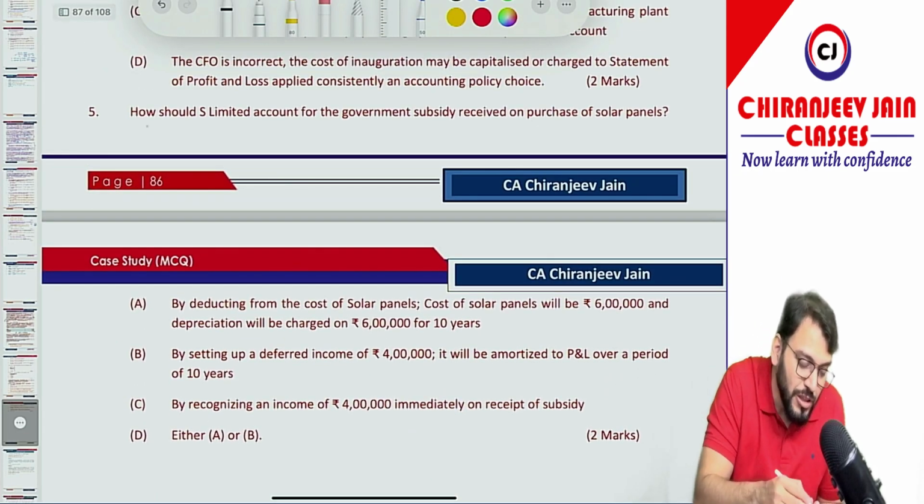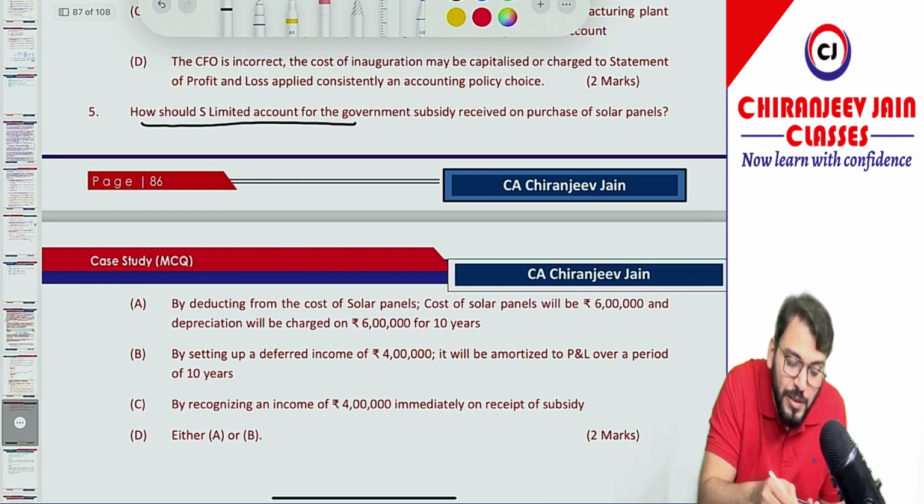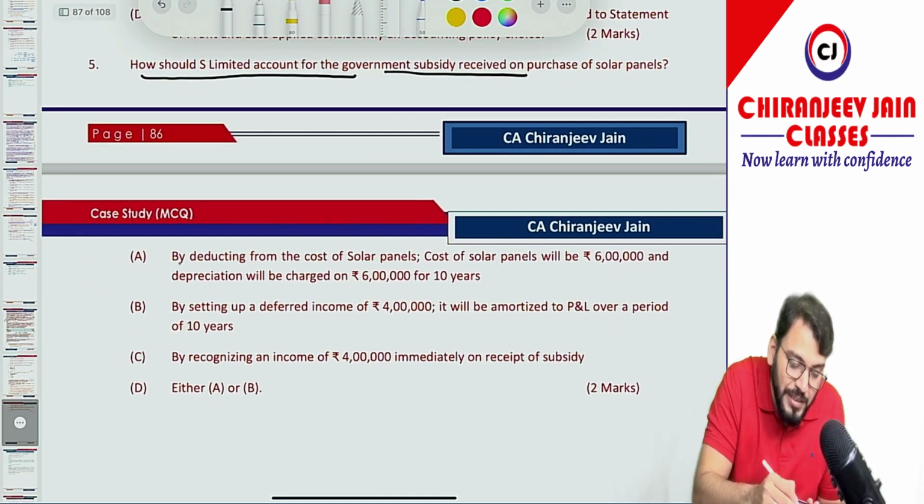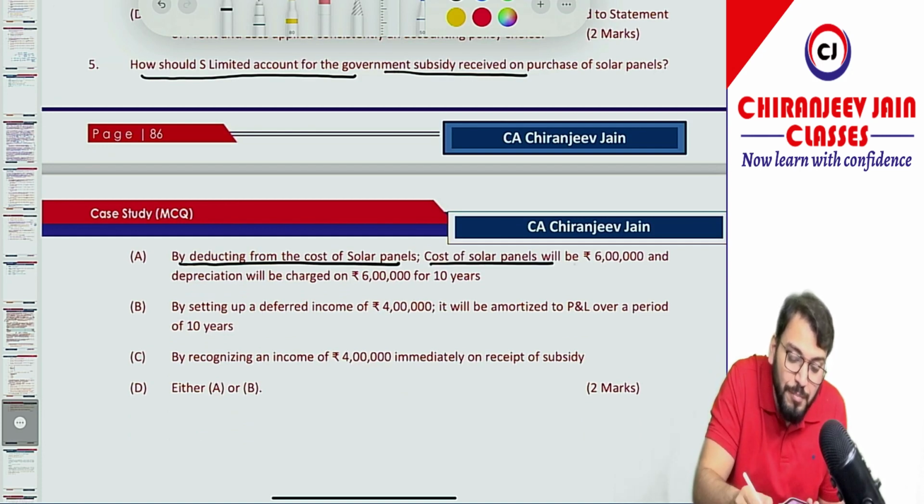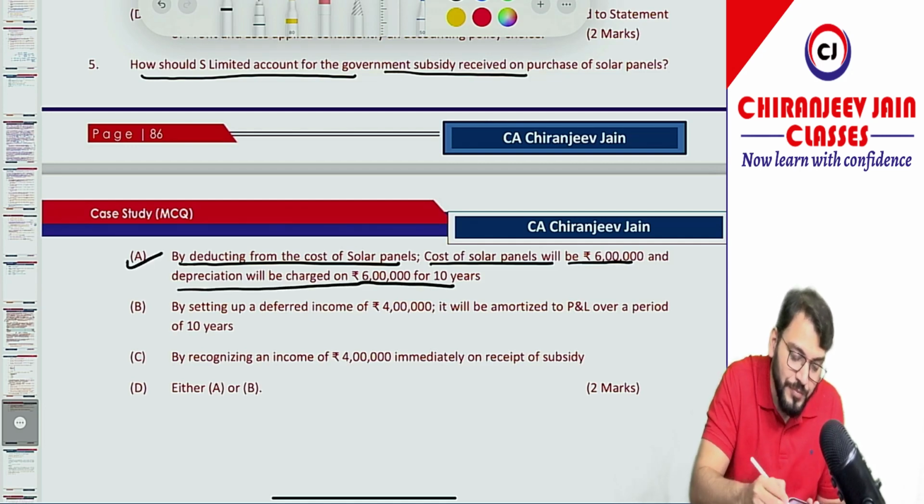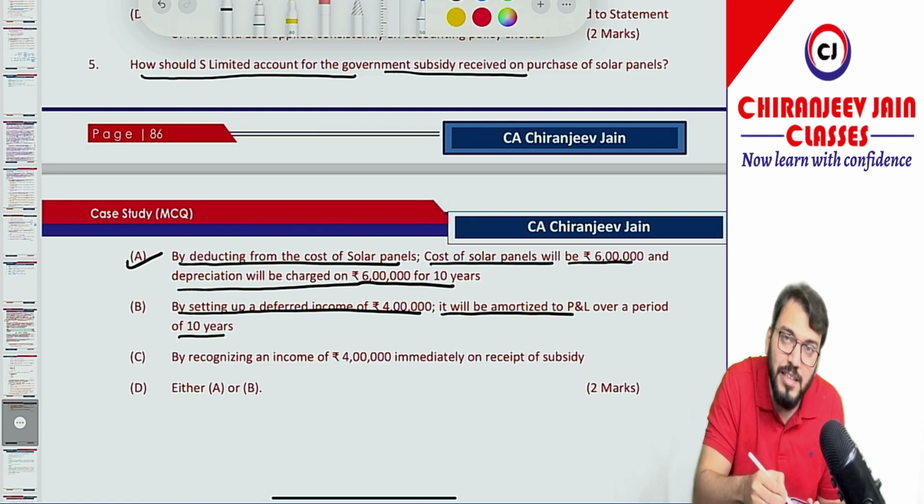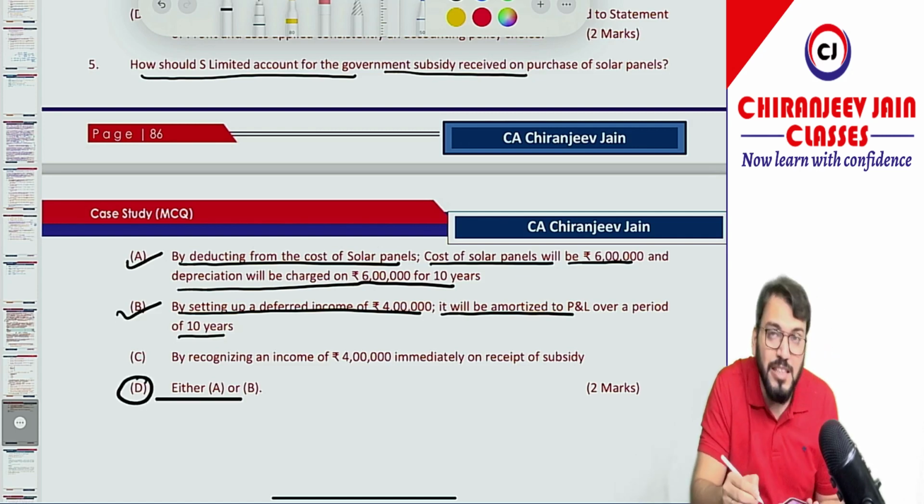Come to the last question. How should S Limited account for the government subsidy received on purchase of solar plant? Let's read the answer. By deducting from the cost of solar panel. Cost of solar panel will be 10 lakh minus 4 lakh government grant is 6 lakh, and depreciation should be charged on 6 lakh over 10 years. This is correct. By setting up deferred income of rupees 4 lakh, it will be amortized in PL over the 10 years in the ratio of depreciation. This is also correct. So option number D, either A or B is correct.